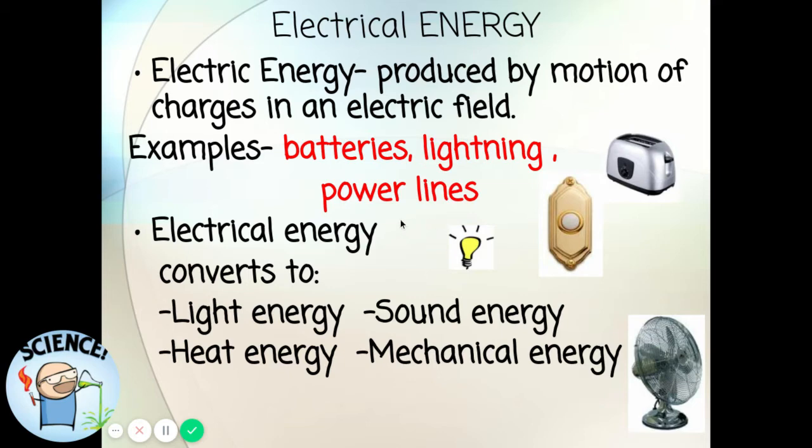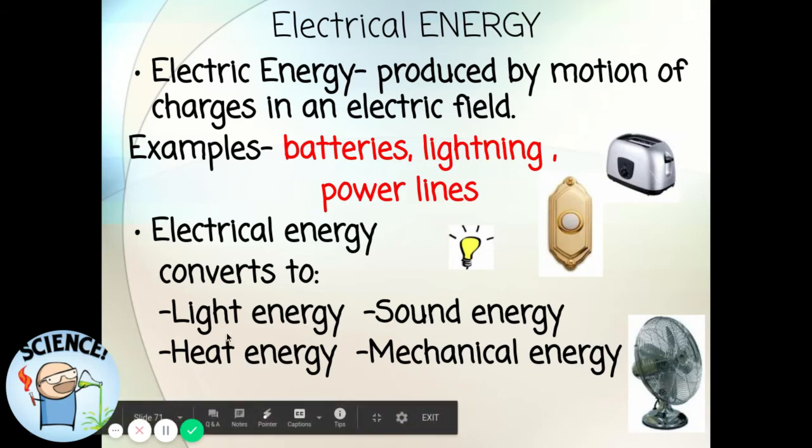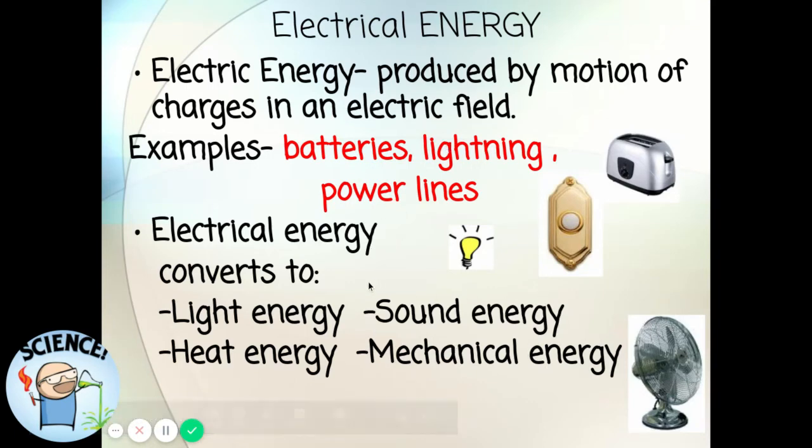And electrical energy is very useful to us because it can be converted into other types of energy. So a light bulb takes electrical energy and turns it into light. Or a toaster takes electrical energy and turns it into heat. A fan takes electrical energy and turns it into mechanical energy, the moving blades of the fan. And a doorbell or a radio take electrical energy and turn it into sound. So we're going to spend a lot more time talking about electrical energy.